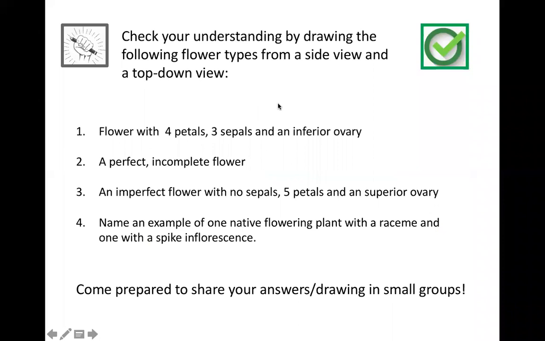Okay, we've reached the end of our mini lecture on floral terminology. I'd like you to check your understanding by drawing the following flower types from a side view and a top-down view. When you're done, keep this piece of paper as we're going to review these in class on Tuesday. I'll also be reviewing the concept of floral formulas, which is a helpful way of coding the four whorls of a flower. So we'll also be discussing that in class.